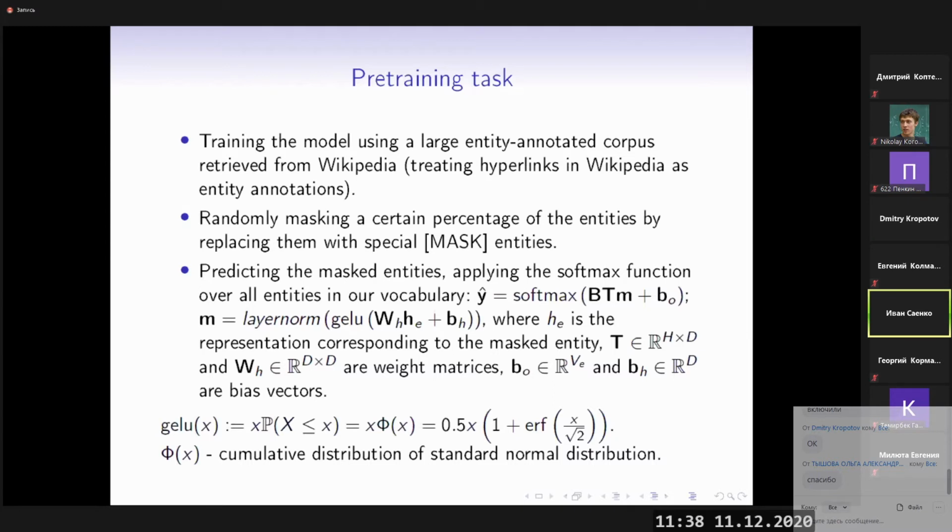I've just opened the article, and what's written there? These vectors are bias vectors. GELU is the GELU activation function. That's all. Maybe they have a link to another paper where people also use GELU. That is why they use GELU, no? No, there is just a link to the article where GELU was stated.